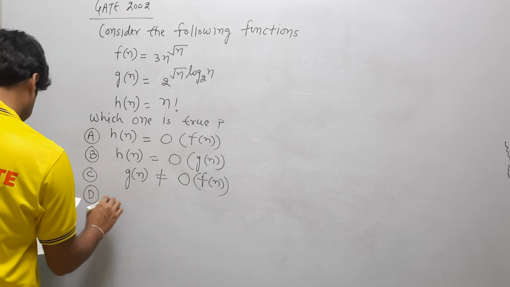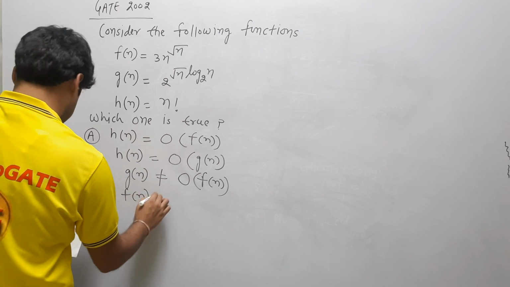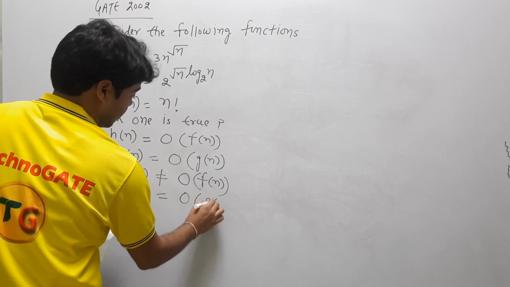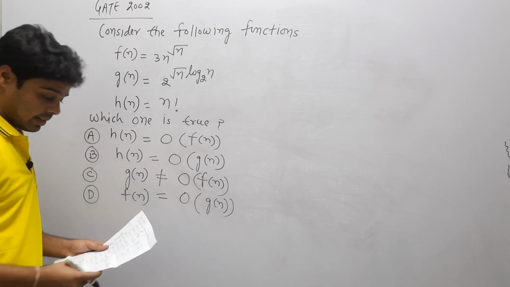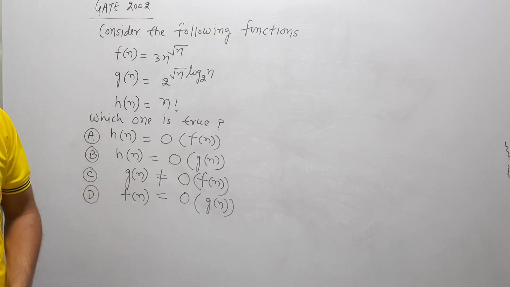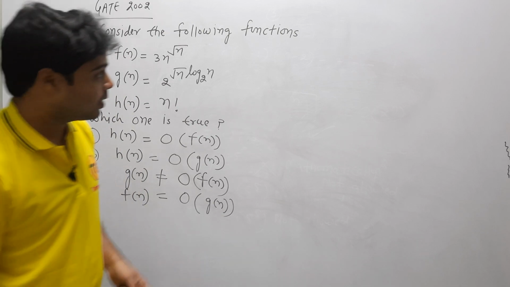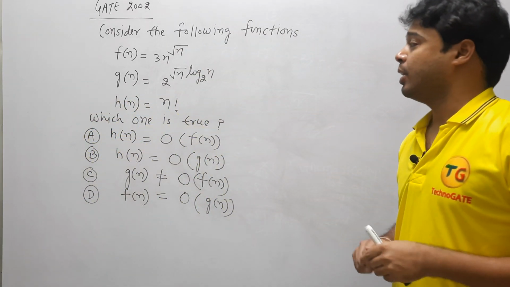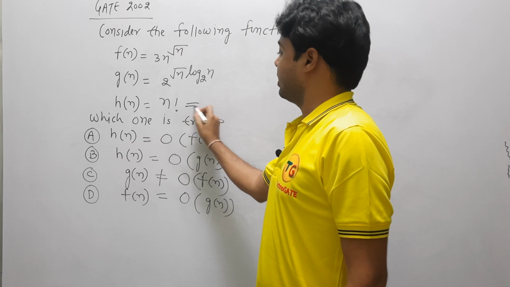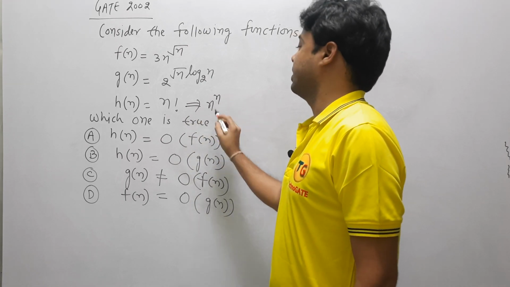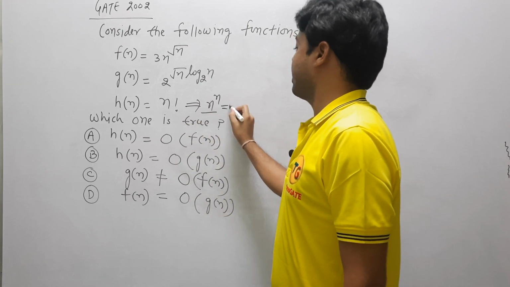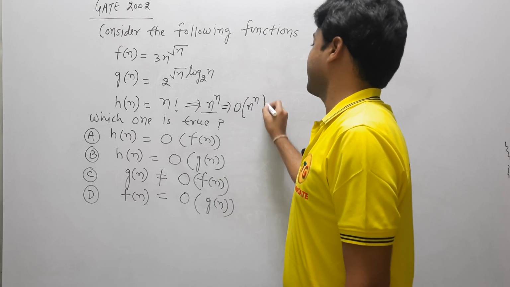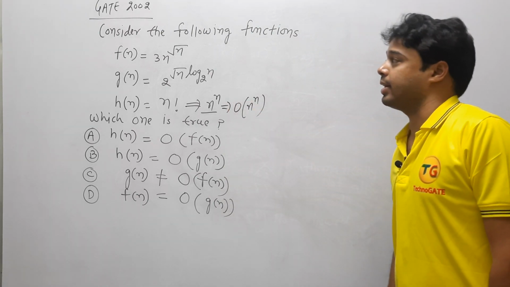And D is what? F of n is equal to big-O of g(n). Let's check it. How to execute this problem here? First of all, take any counterexample. Here this is n raised to power n. So n factorial is an upper bound on n raised to power n here.